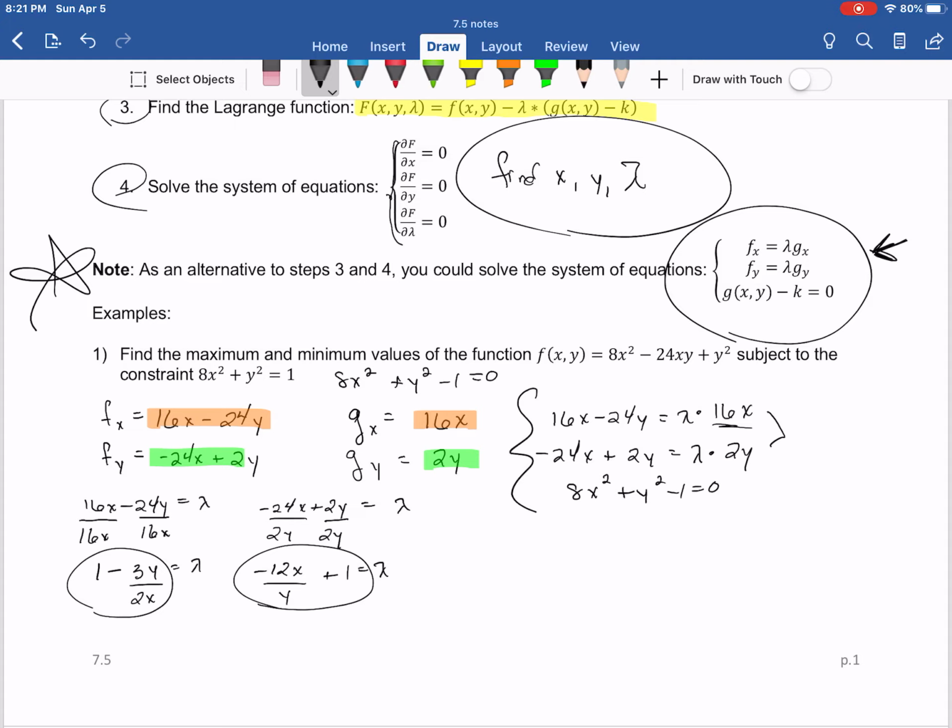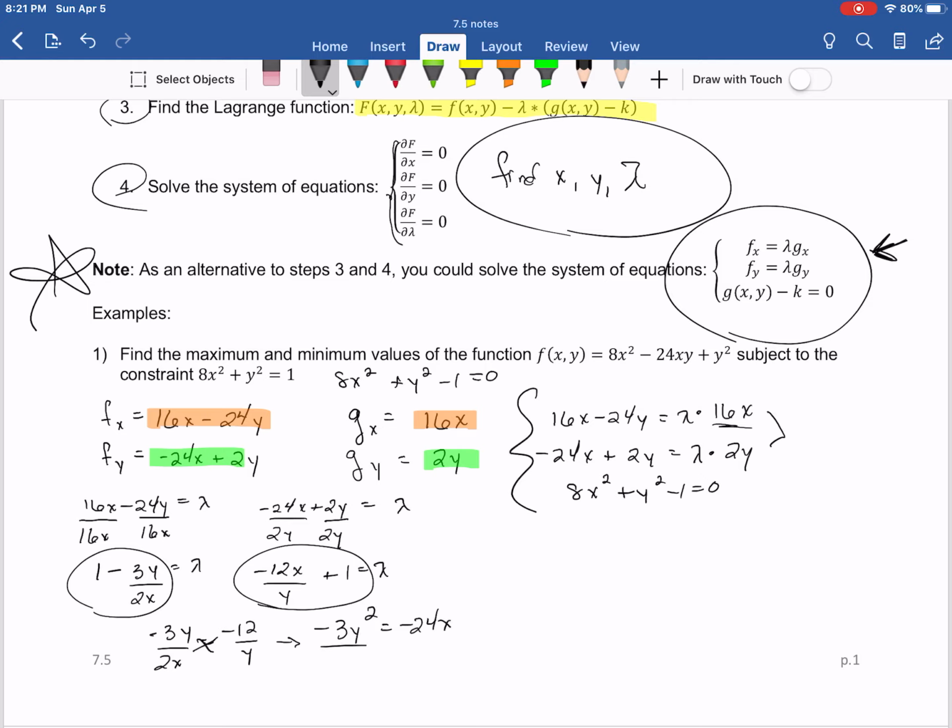It's going to say those ones are going to cancel out, aren't they? The plus ones cancel out when you set them equal to one another. You end up with negative 3y over 2x equals negative 12x over y. Let's see, what should we do? We should cross multiply here. We're going to get negative 3y squared equals negative 24x.